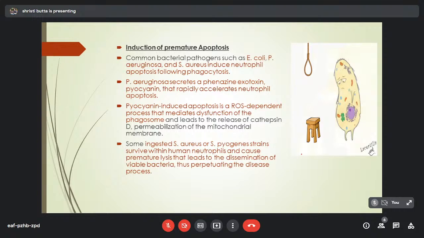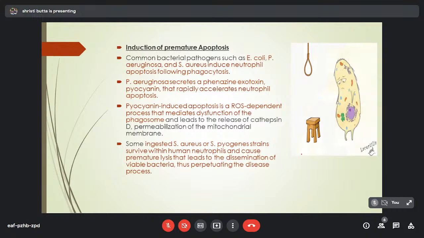Now, why is this causing harm then? This is because of accelerated neutrophil apoptosis, and that is not the aged neutrophils we are talking about. We're talking about the new ones, the budding neutrophils. These budding neutrophils are destroyed by Pseudomonas aeruginosa. Pyocyanin-induced apoptosis is a ROS, that is reactive oxygen species, dependent process that mediates dysfunction of the phagosome and leads to a release of cathepsin and permeabilization of the mitochondrial membrane.